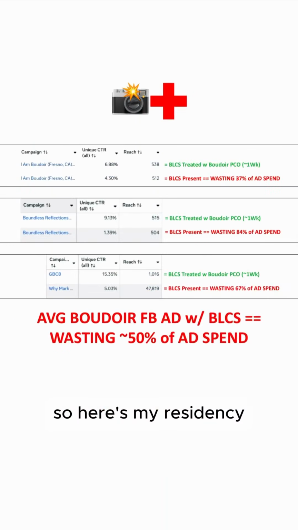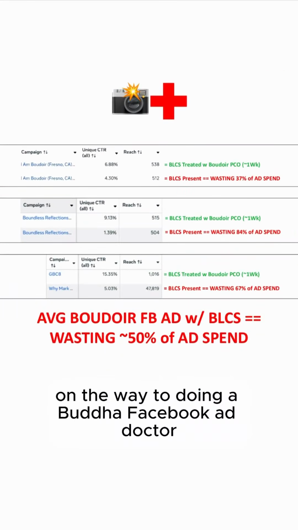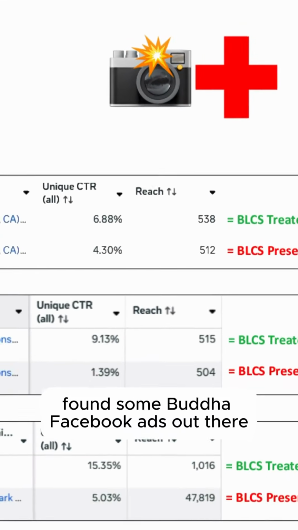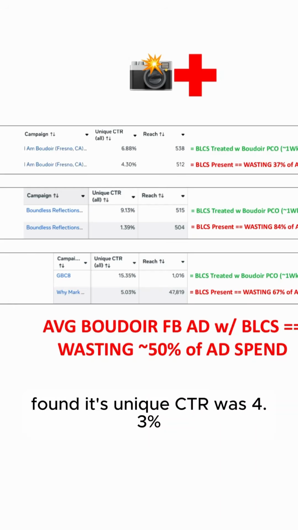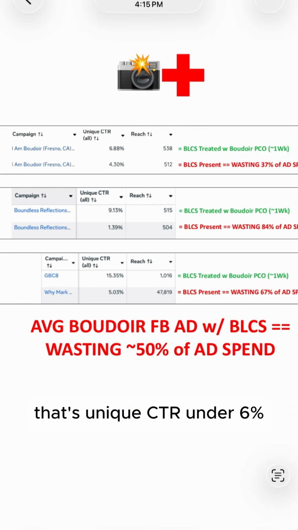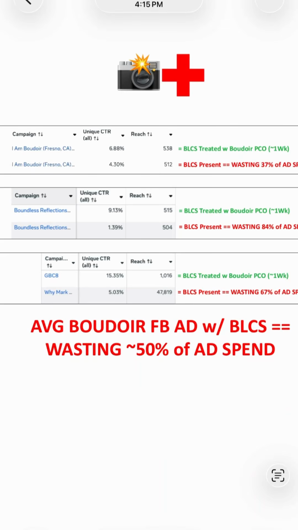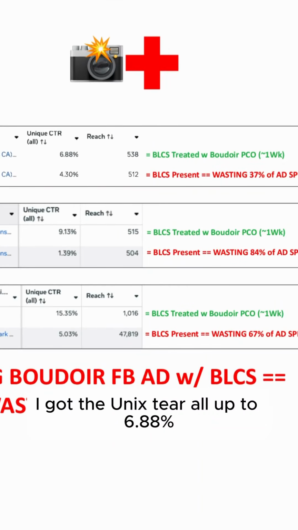So here's my residency on the way to doing Boudoir Facebook ad doctor. First thing, I went out, found some Boudoir Facebook ads out there, pulled the first one into my hospital, tested it, and found its unique CTR was 4.3%. That's unique CTR under 6%, that's BLCS. So we know that BLCS is present, okay. So I duplicated it, treated it with Boudoir Pico, took about a week, and got the unique CTR up to 6.88%.